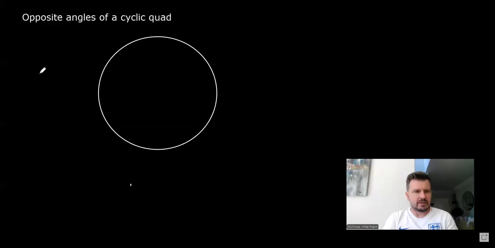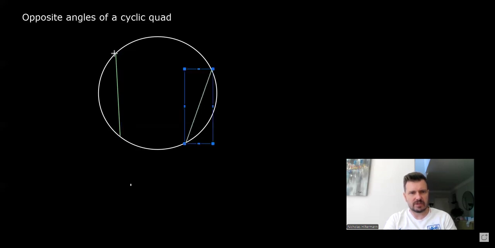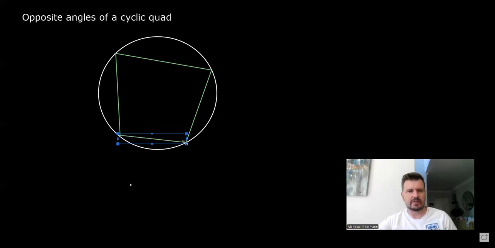Okay. The next one we have to know is opposite angles of a cyclic quad. So a cyclic quad is a quadrilateral where all the points are on the circumference of a circle. And if that happens, I call it A, B, C, D.